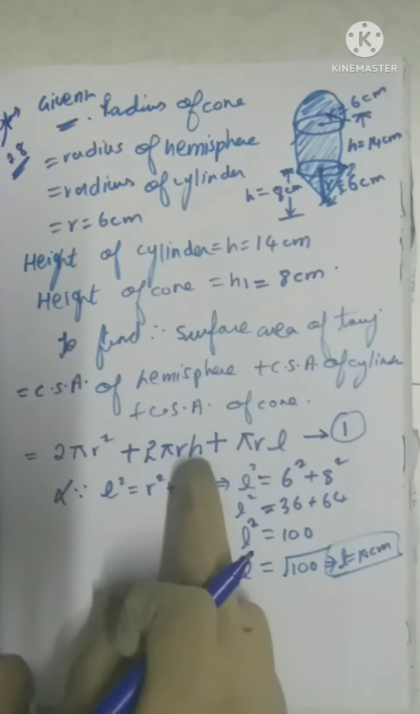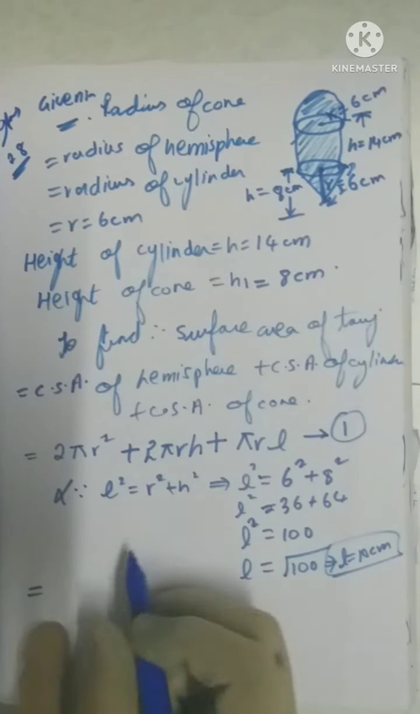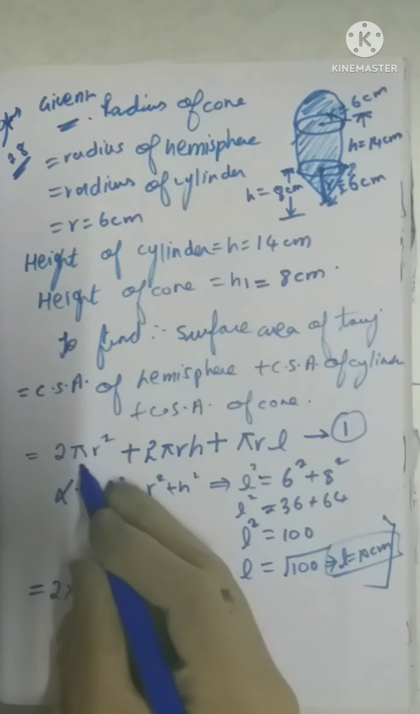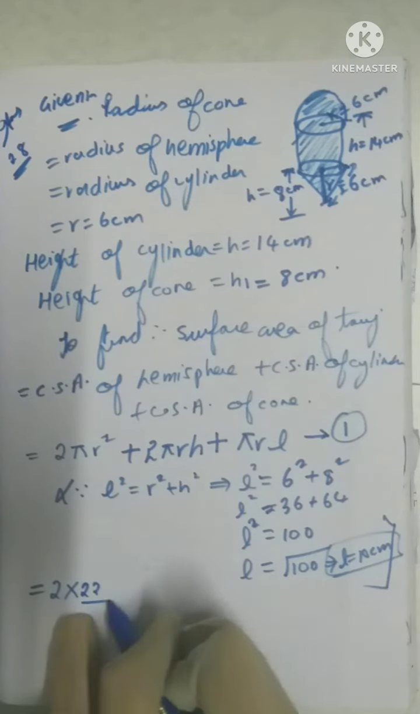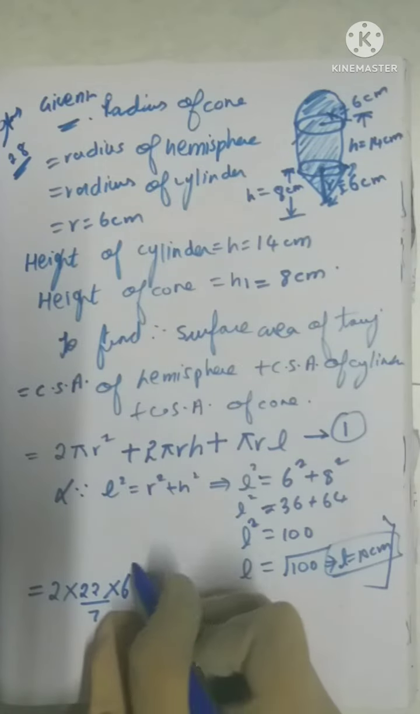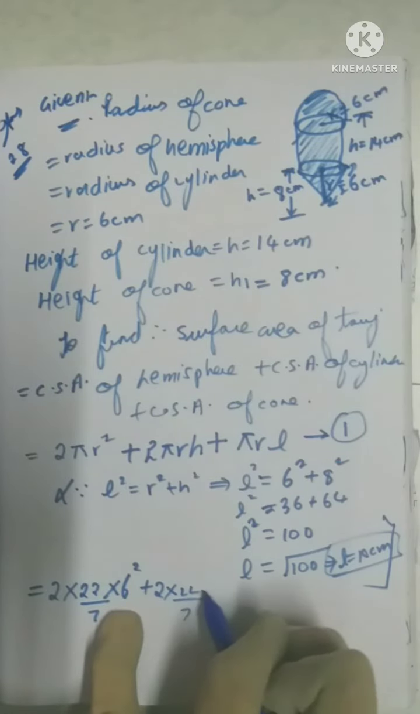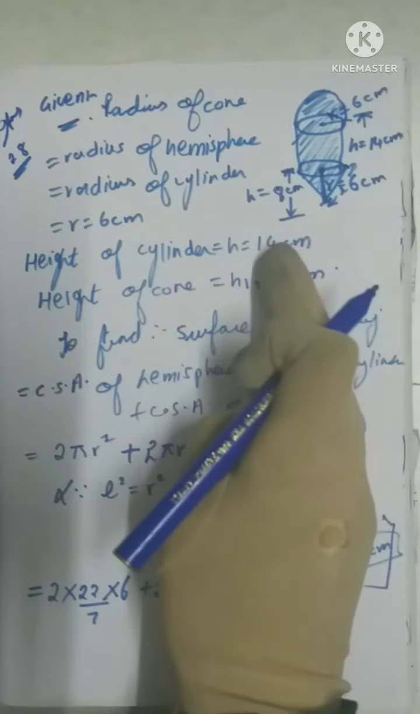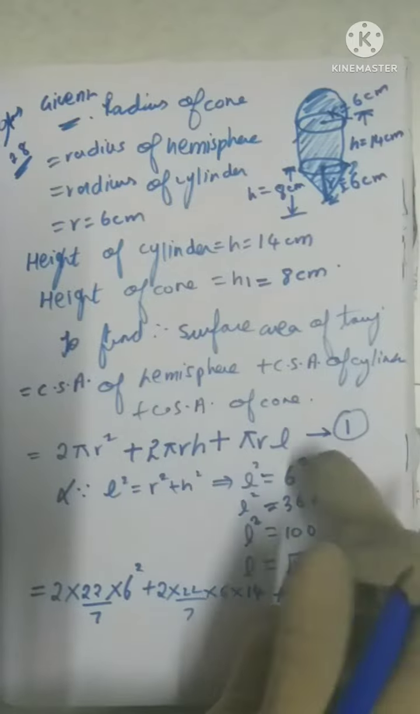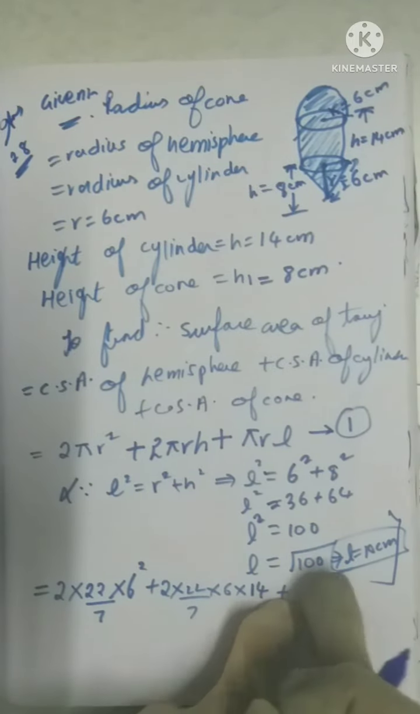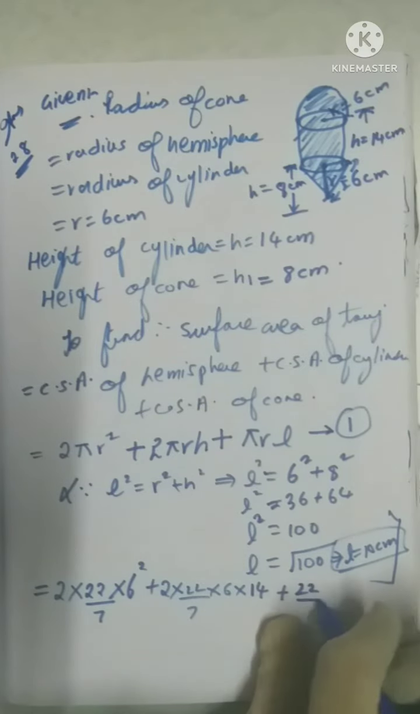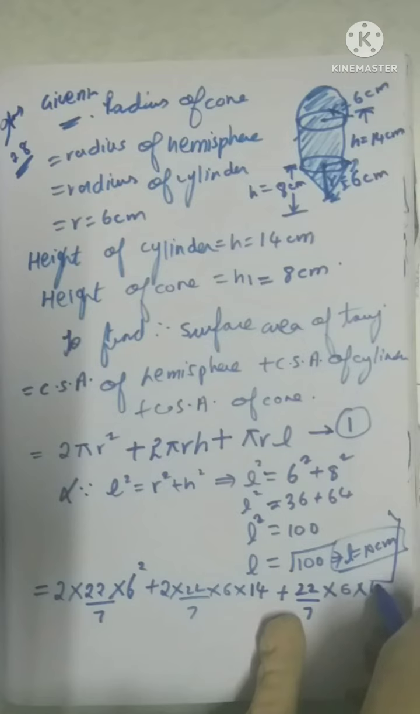Okay, now substitute all these values in equation 1. So we have 2 into pi, which we were told to take in the question as 22 by 7. So in place of pi, 22 by 7 into r square is 6 square, plus 2 into 22 by 7 into r is 6 into h of cylinder is 14 centimeter. We should be very careful when we substitute the values, because silly mistakes can be made. Plus pi is 22 by 7 into r is 6 into L, which we found out is 10.